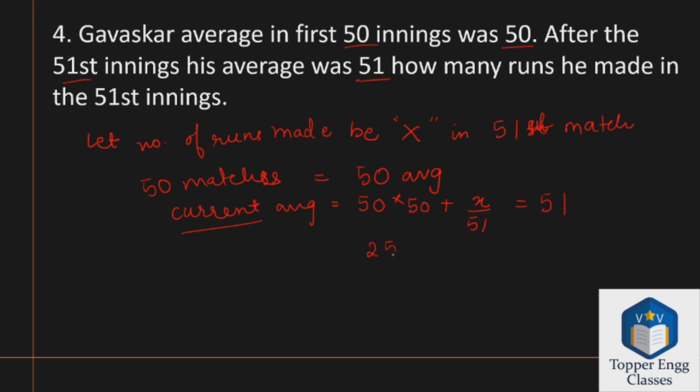50 into 50 is nothing but 2500, plus x equals 51 into 51. The 51 will go here and be multiplied, and it will become 2601. So for calculating x, we calculate 2601 minus 2500. That is, x equals 101. So our answer is 101.